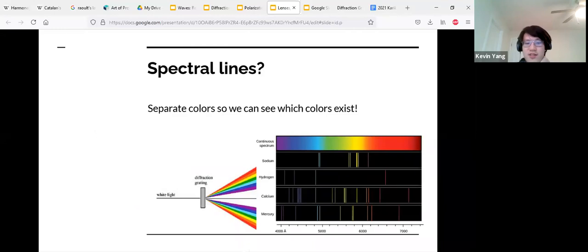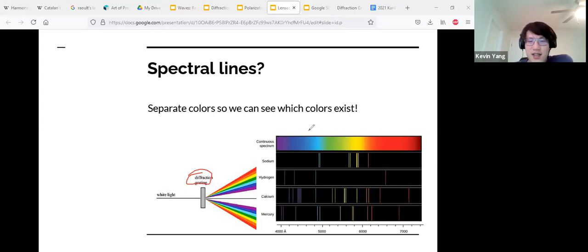Right, I'm going to go to the next slide. There are actually many uses for diffraction, and one of them is for spectral lines. I said before on the previous slide that different wavelengths bend more than others, right? And you actually see this if we have a diffraction grating. With a diffraction grating, this allows us to separate out white light into all of its component colors, right?